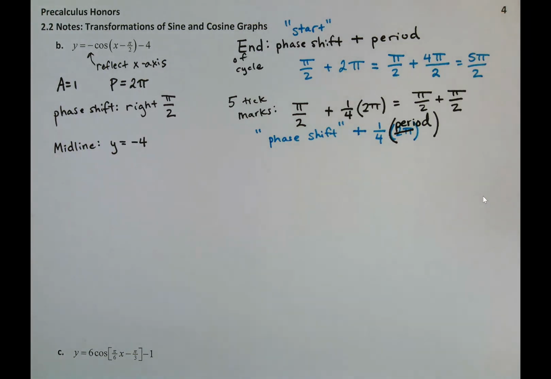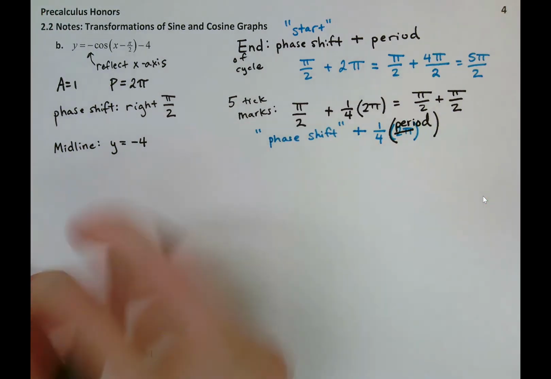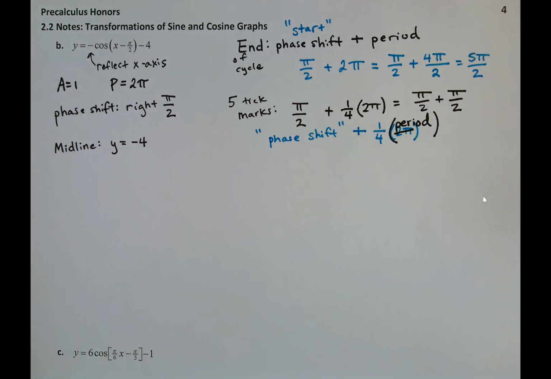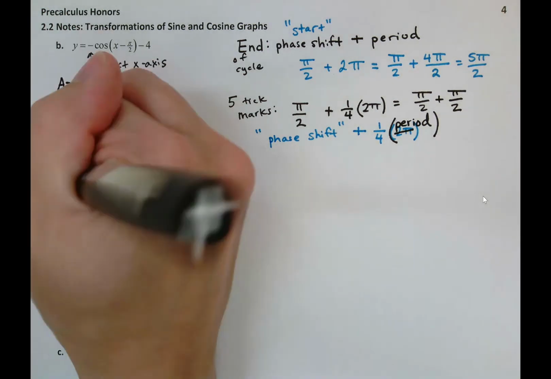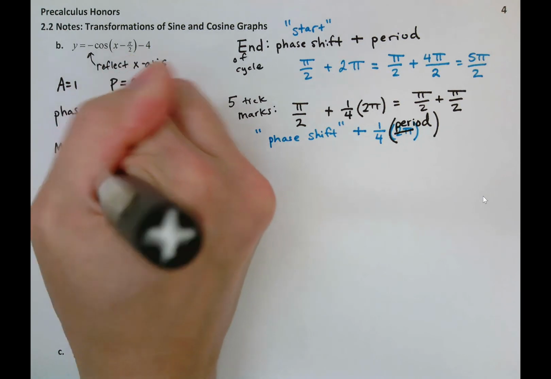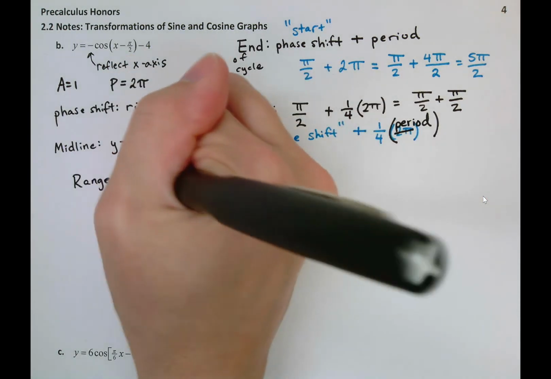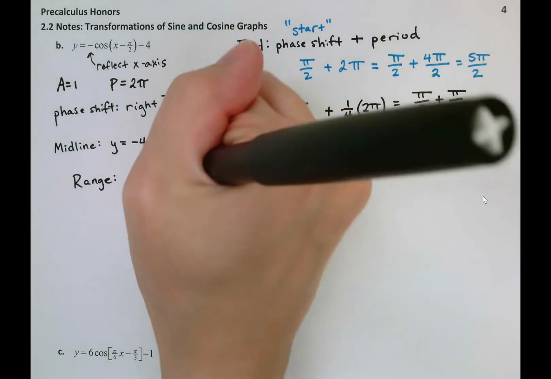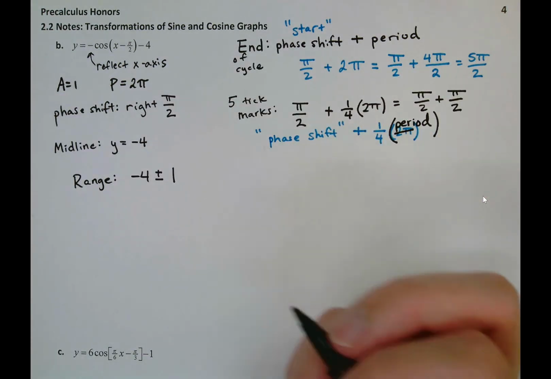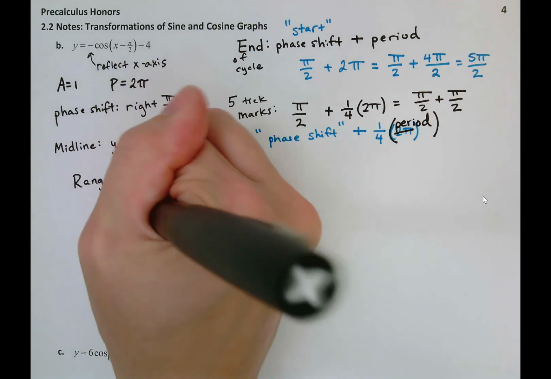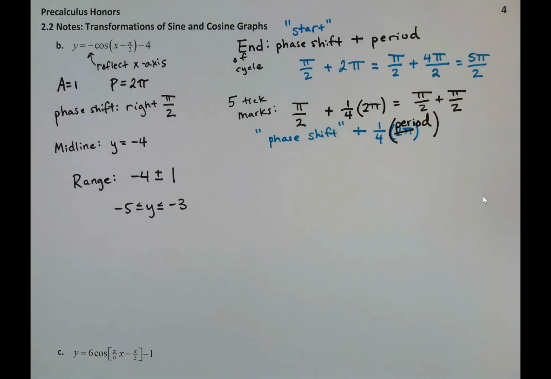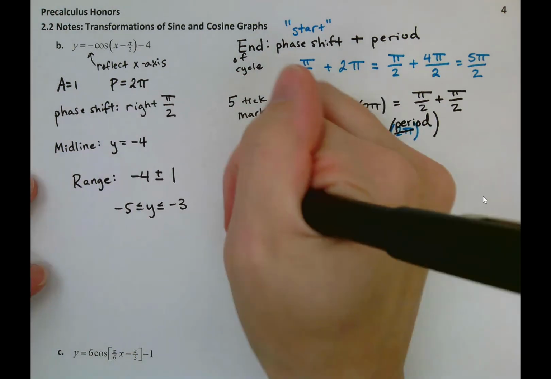All right, so let's see what this looks like. So remember with a midline, like we did in example A, we want to write out what the range of our graph would look like. So our range, remember, is going to start at my midline and go up and down my amplitude, so plus or minus 1. So my range is going to be from -5 to -3.